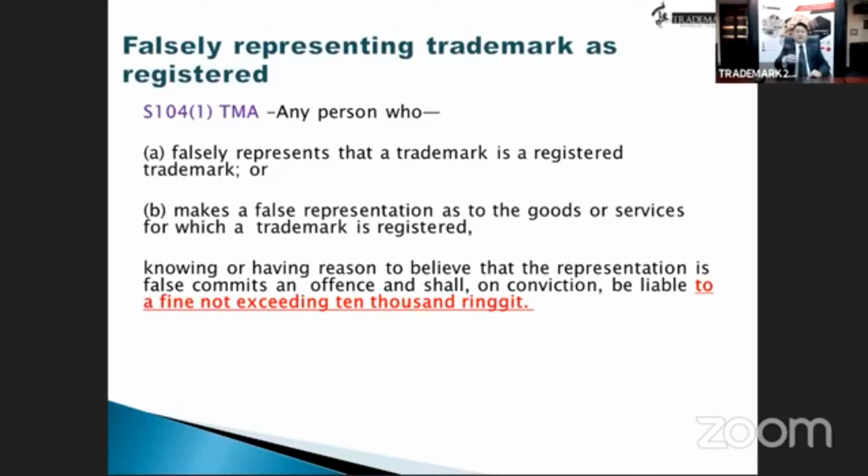What happens if the trademark is registered elsewhere? Well, if you import into Malaysia, the laws of Malaysia apply. So if you falsely represent the trademark as a registered trademark in Malaysia, under section 104, you will be penalized again. You will be liable to a fine not exceeding 10,000 ringgit. So do not apply it. The previous act was 500 ringgit. So that increased from 500 ringgit under the old act to 10,000 ringgit.